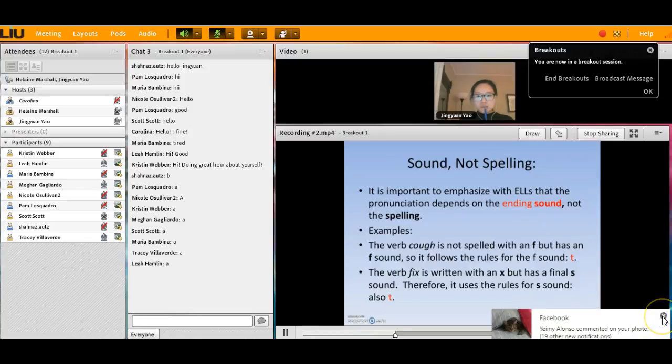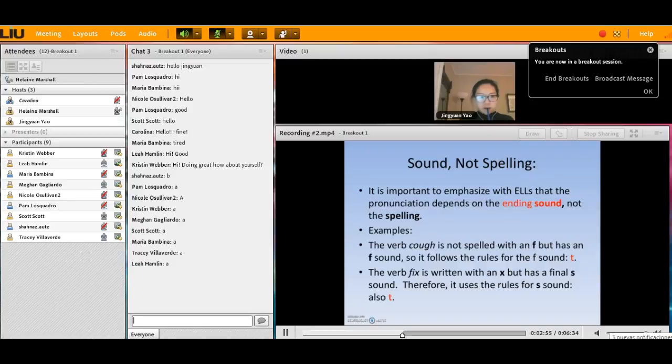All right, when we examine the sound, we have to pay attention to the ending sound, not spelling. So it is important to emphasize with our ELs that pronunciation depends on the ending sound, not the spelling. For example, the verb cough is not spelled with an F, but has an F sound. So it follows the rules for the F sound, which is ED pronounced T, it's coughed. The verb fix is written with an X, but has a final S sound. Therefore, it uses the rules for that sound. So, fixed, not fixed.